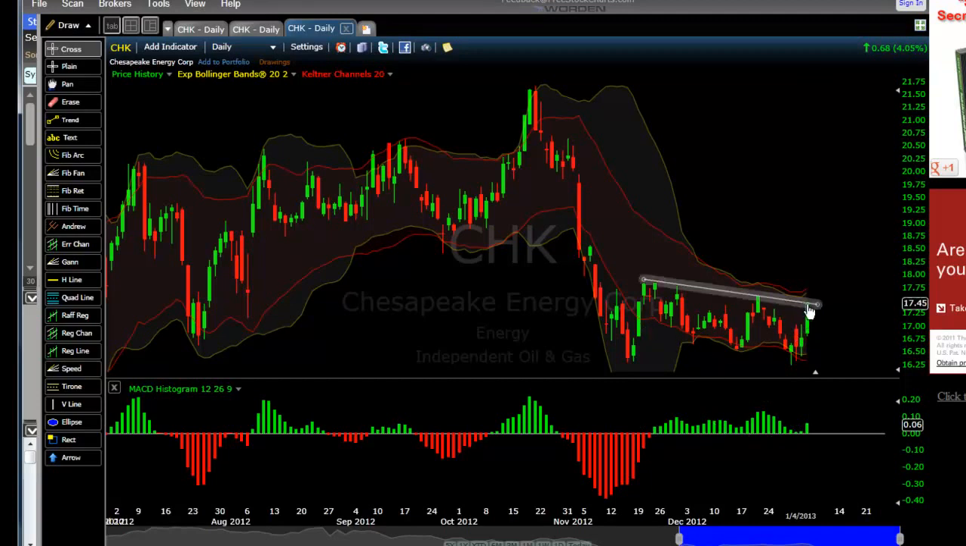I like when prices close above the midpoint of the Bollinger Bands, the 20 period, which is where this is right now. So the likelihood is this is going to move higher. Not saying I'm guaranteeing it will, but that's what I'm looking for.